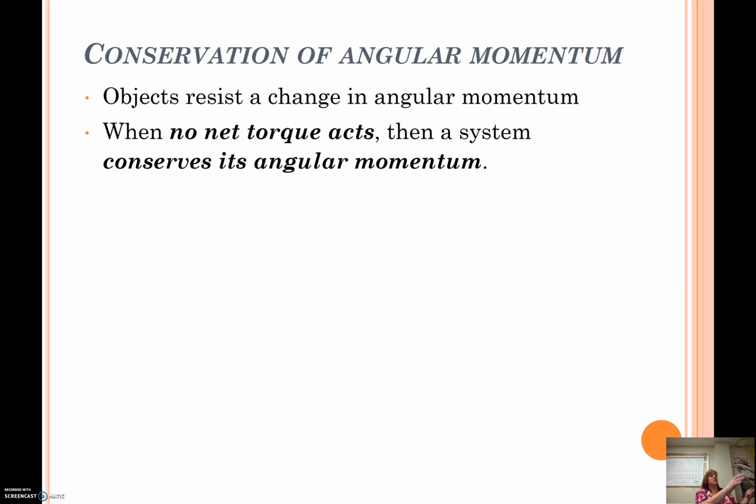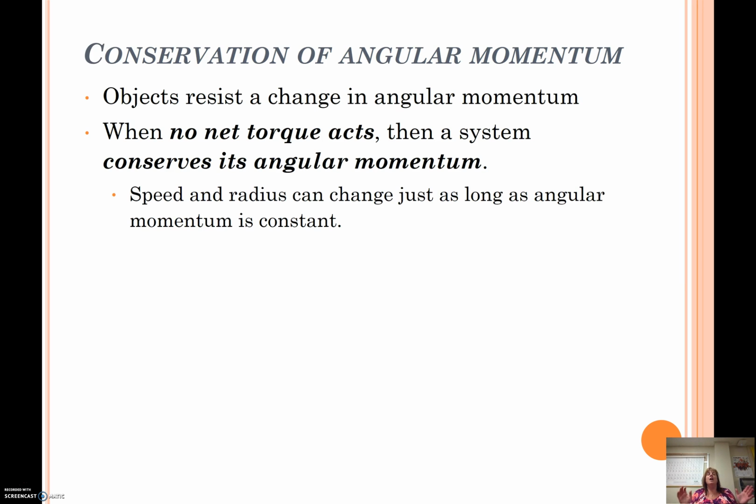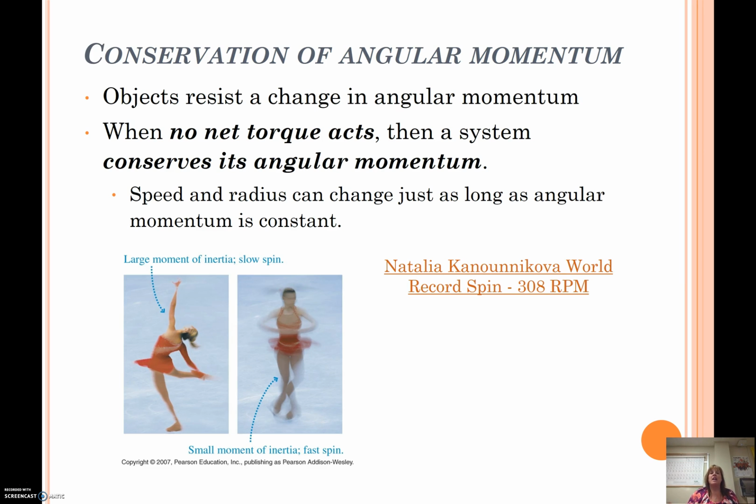Just like linear momentum, objects conserve angular momentum, and the angular momentum before is equal to the angular momentum after if there is no net torque, so if I'm not trying to change the direction or the speed. What this means is that if I change the radius of an object, it's going to change the speed of the object. Think about an ice skater. When you see ice skaters spinning in circles, sometimes they'll have their arms out, and then they'll pull them in tight, and they'll start to speed up.